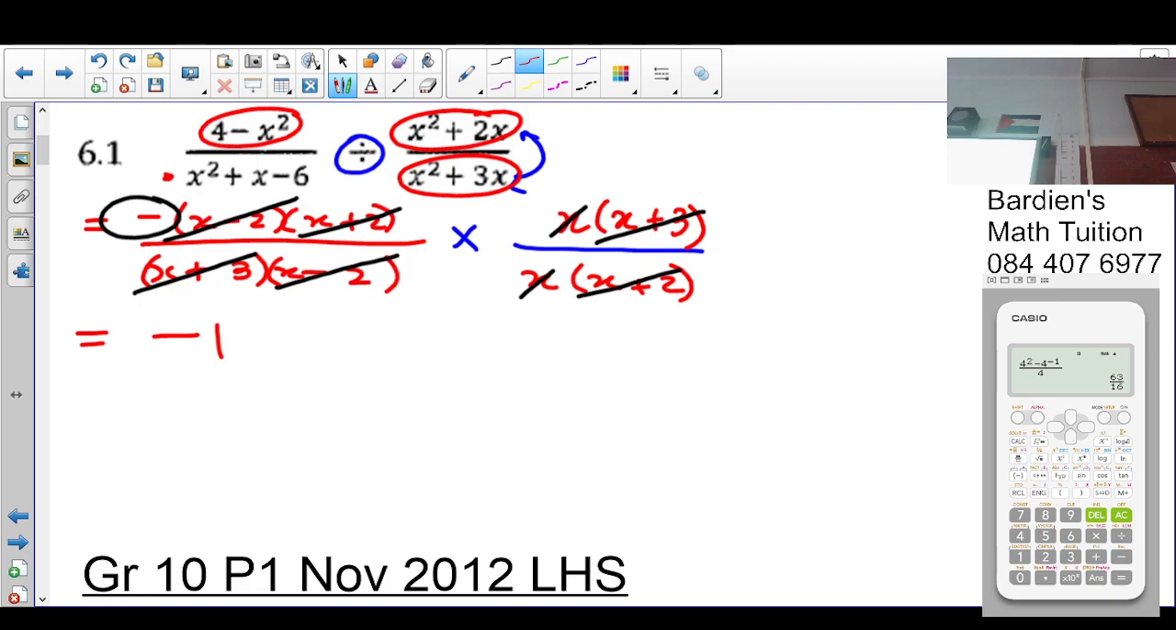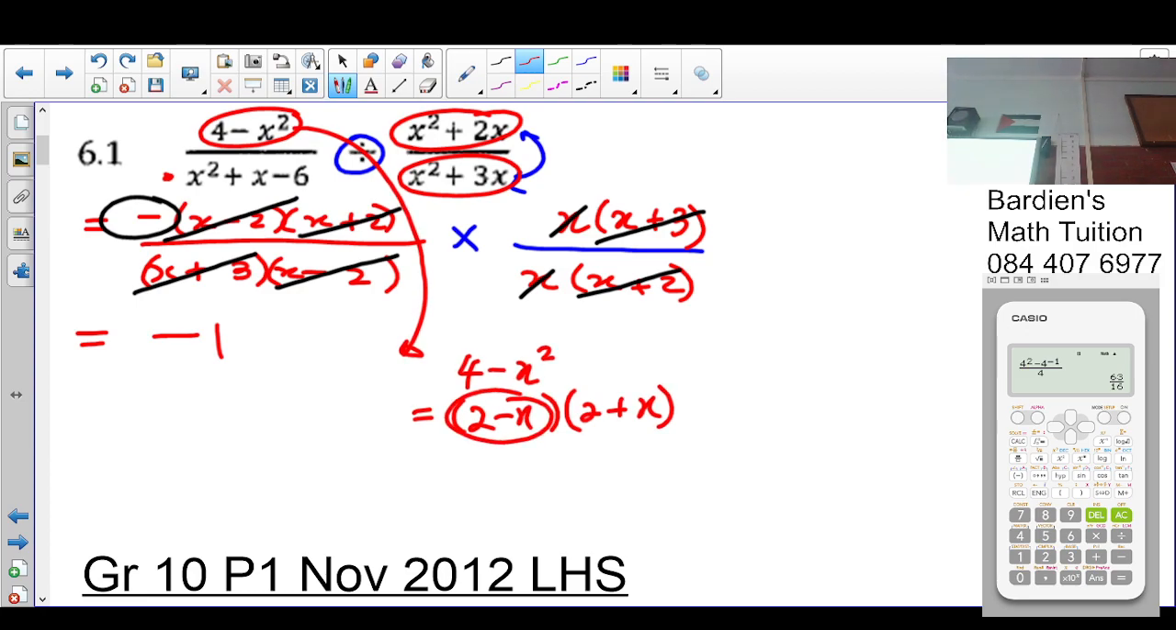Negative 1. You see, if we look at this term, it was 4 minus x squared. If I factorize this, it will be 2 minus x and 2 plus x. Which then means for this one to have cancelled with that one, I needed to swap this around. Then the negative comes out. This one doesn't matter. 2 plus x cancels x plus 2 anyway. You understand? So that is that.